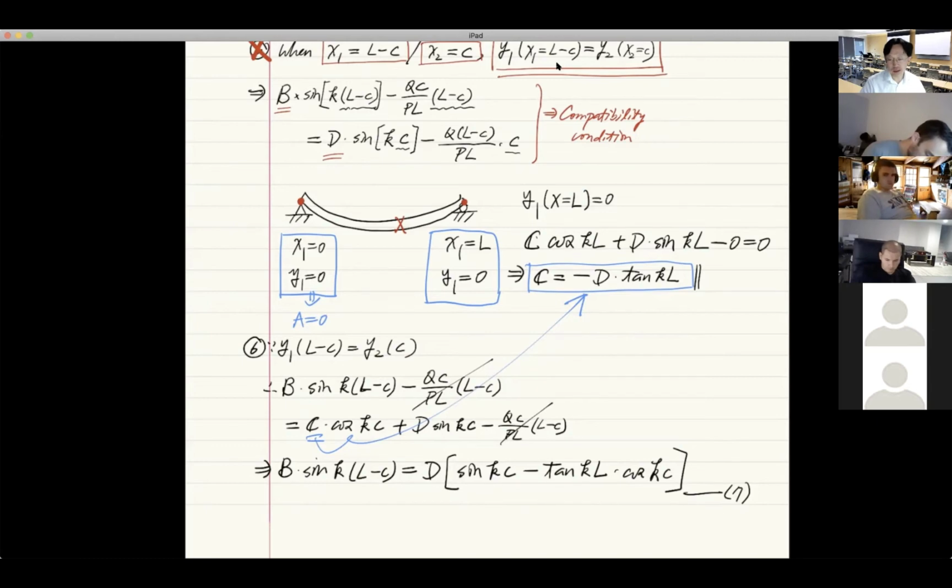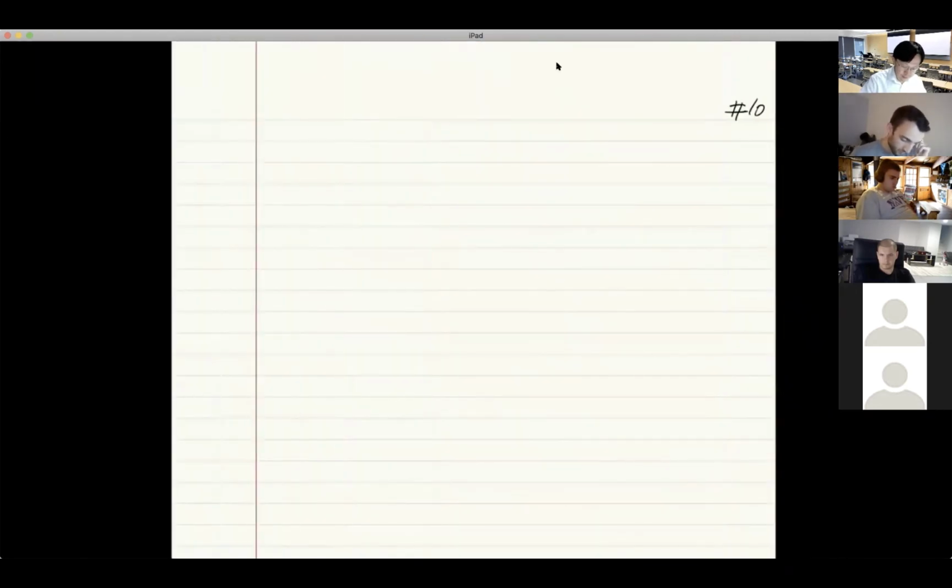The capital C is a coefficient. Regular c is a constant. So there are two C's here. Just be careful. By replacing capital C with this negative D times tangent KL, we get rid of capital C in the expression of equation 7. That's what I'm trying to do. Right? Yep, thank you.